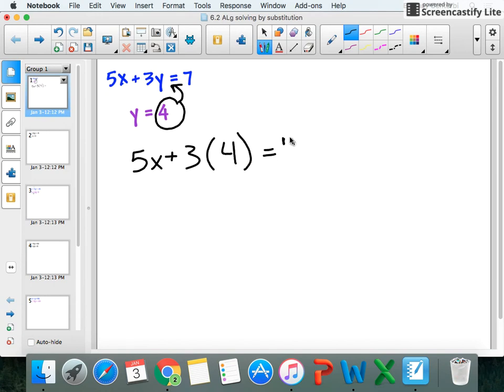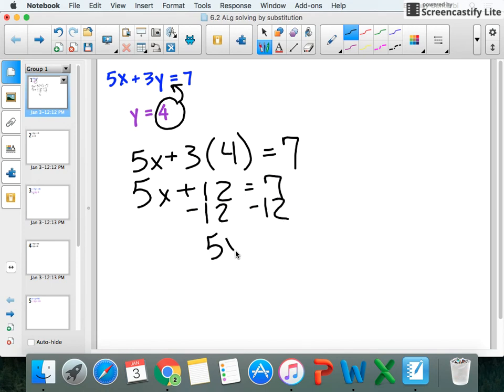And then everything else stays the same. So again, all we did was substitute y equals 4 in for y. Then from there, we can just solve our equation. So 5x plus 3 times 4 is 12 equals 7. And subtract 12 from each side. So you get 5x equals negative 5, divided by 5. So x equals negative 1.